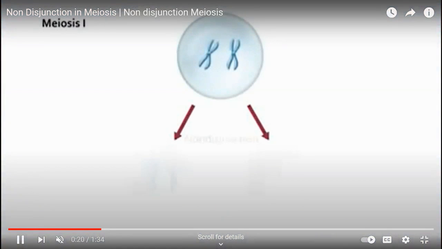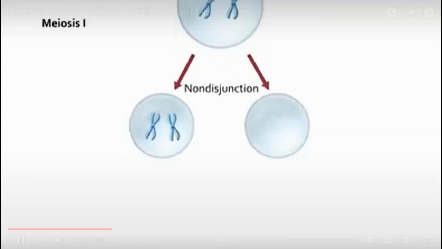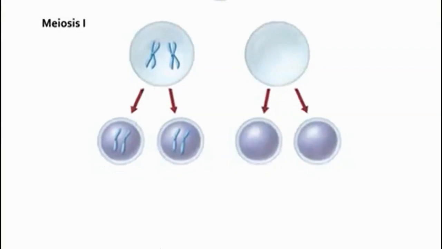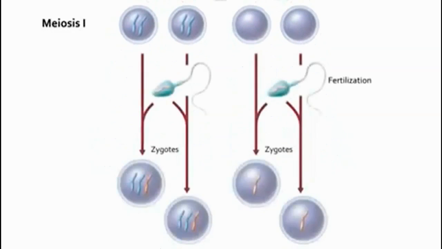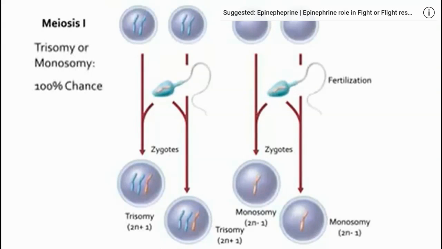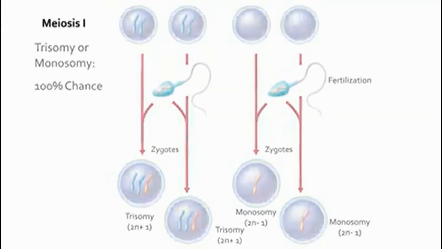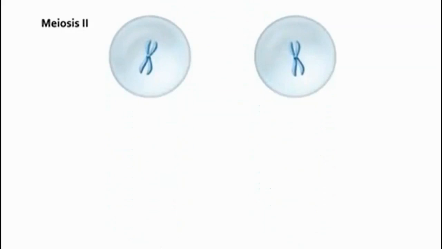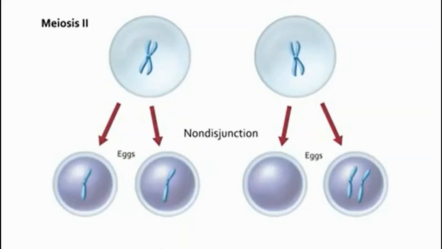During meiosis 1, non-disjunction can occur, and as you can see, one set of eggs has too many, the other set of eggs doesn't have enough. That's when it happens in meiosis 1. So when fertilization occurs, you can have an extra chromosome resulting in a trisomy, or you can have too few, ending in a monosomy. So whenever non-disjunction occurs in meiosis 1, there's a 100% chance of either a monosomy or a trisomy.